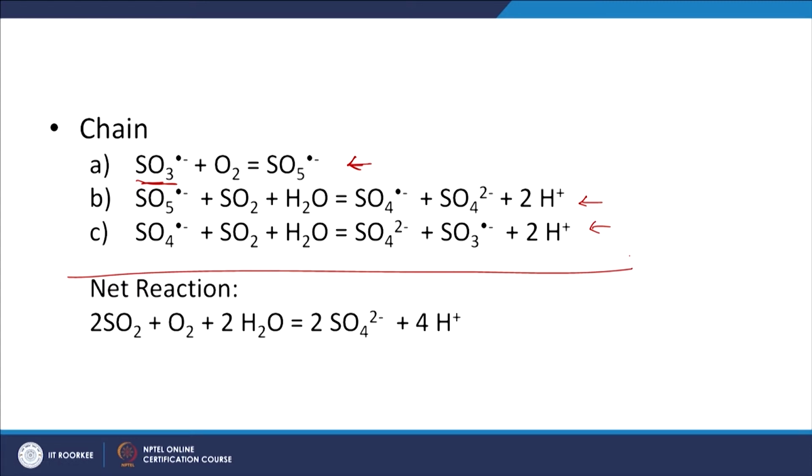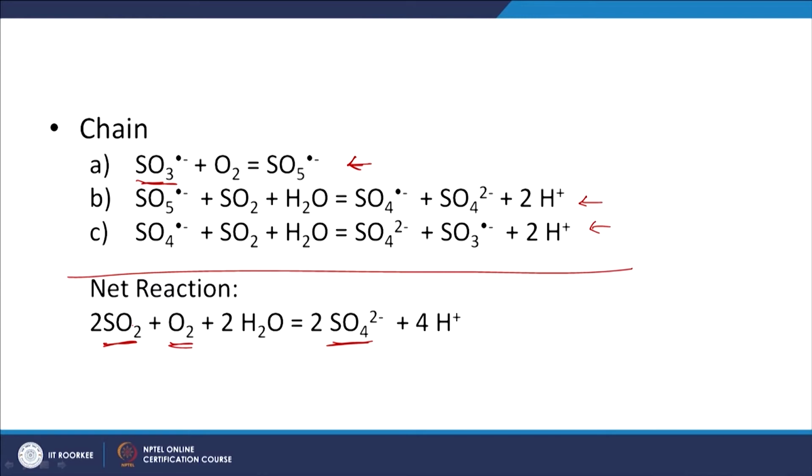When you look at the net or overall reaction, you see that it looks like sulfur dioxide oxidation by oxygen to sulfate, right. But obviously, if you look at the relevant aspects, you see that it is not just oxygen leading to oxidation of your sulfur dioxide. It is that you have a radical being formed, the sulfite anion radical, and then you have relevant chain reactions which lead to consumption of your sulfur dioxide, right.